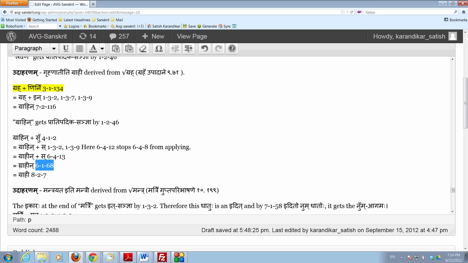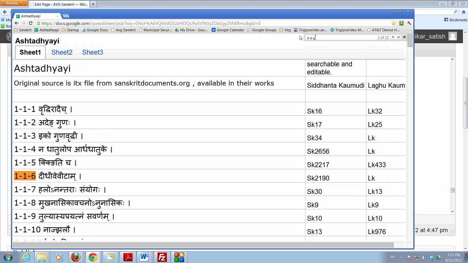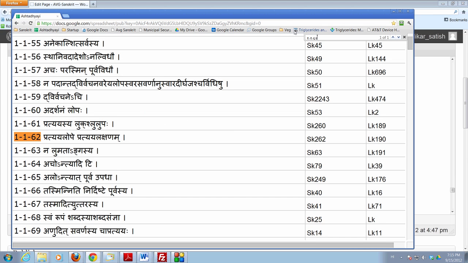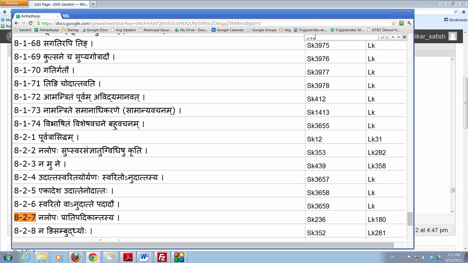And here we get Grahin gets the Padasanya by Suptinantam Padam 1414 with the help of Pratyaya Lope Pratyaya Lakshanam. So all these are not new rules. We have done all of these when we did the Subanta Prakaranam. So Pratyaya Lope Pratyaya Lakshanam and then Suptinantam Padam by 1414, and that allows us to now apply Nalopaha Pratipadikantasya. So 827, Nalopaha Pratipadikantasya.